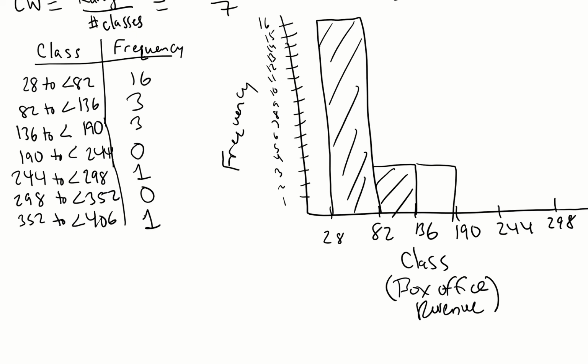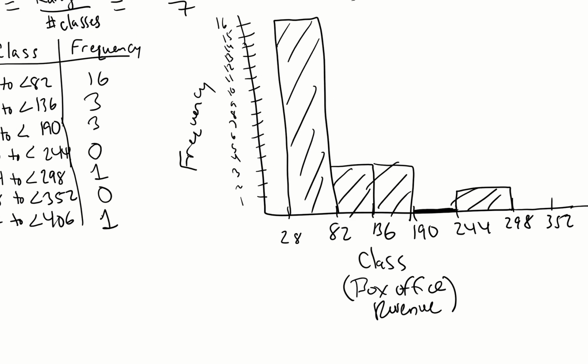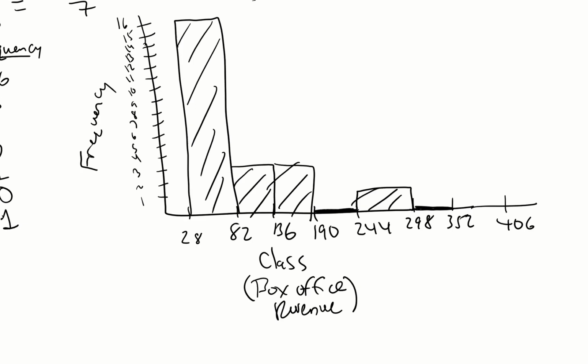We got another 3. And we got 0. We got 1. And finally, we got 0, and then we got another 1.